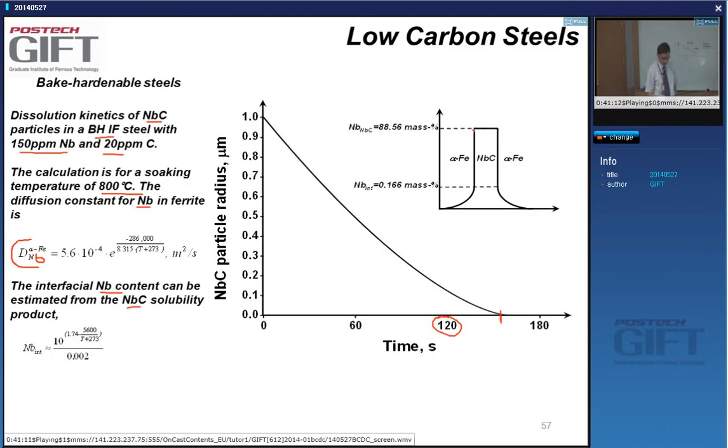And the kinetics, what controls the kinetics? It is the diffusion of niobium in the ferrite, because when the niobium carbide goes into solution, carbon goes into solution and niobium goes into solution. Now, carbon is a really fast diffuser. So the dissolution of niobium carbide is not controlled by the carbon diffusion, but by niobium diffusing away from the niobium carbide particle. But you see, it's fast, and you can do it in a continuous annealing furnace quickly.